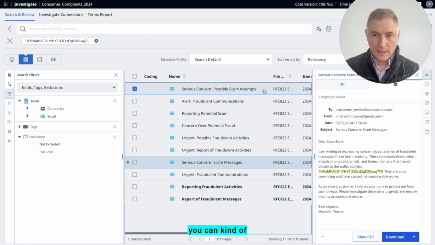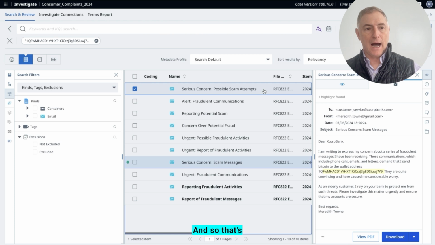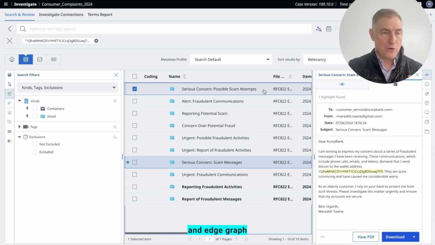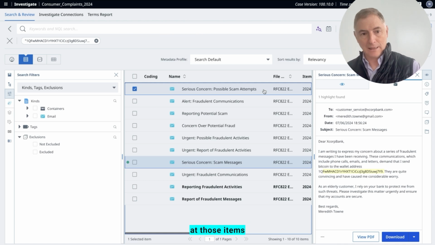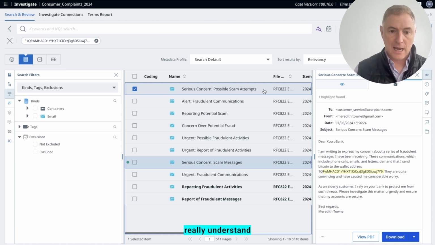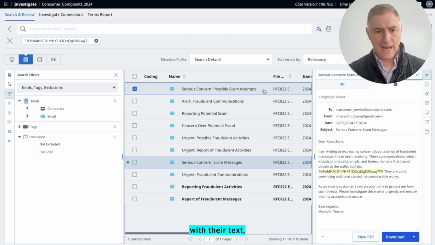And so when you're in there, you can move back and forth. That's a bit of the technology side. But from a business value perspective, imagine being able to break down all of those silos and move not just from an individual node-and-edge graph visualization, your knowledge graph, but then dip in and look directly at those items to really understand what they are, with their text, and really foster that investigation.